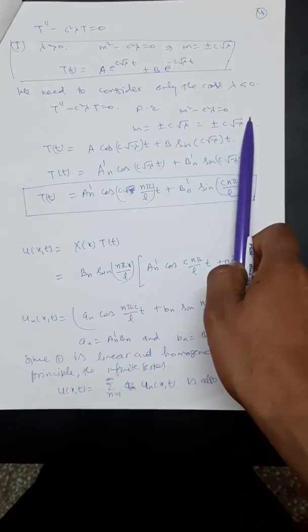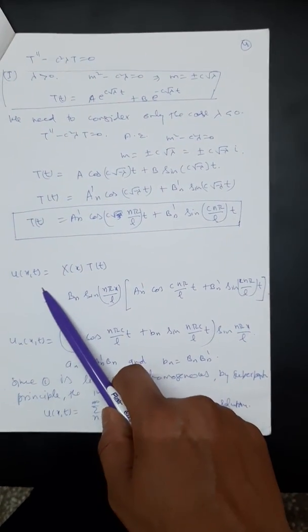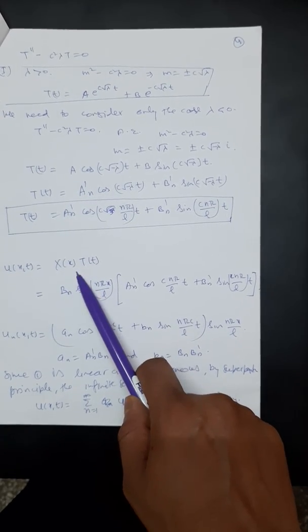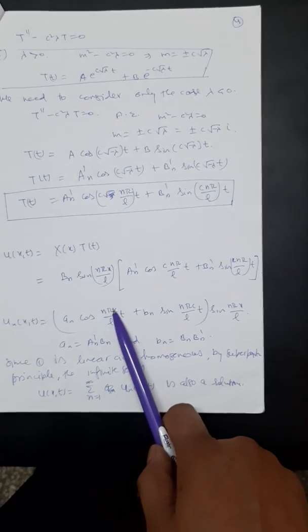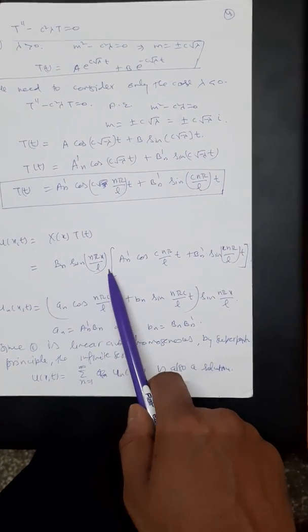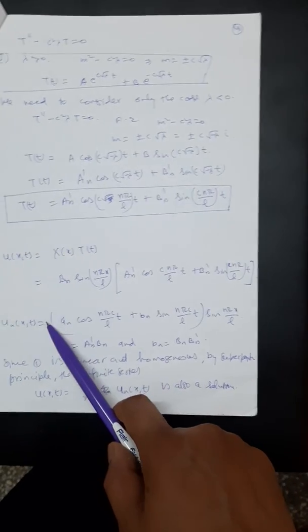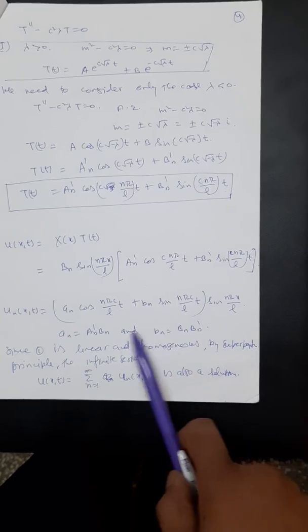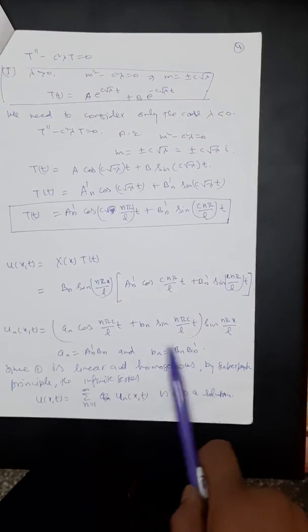So when lambda is less than 0, we have this solution, and the final solution is given by u(x,t) equals X(x) into T(t). So we substitute here, and since n is involved there, we shall write the solution un(x,t) equals this much, where a and b are given by this expression.